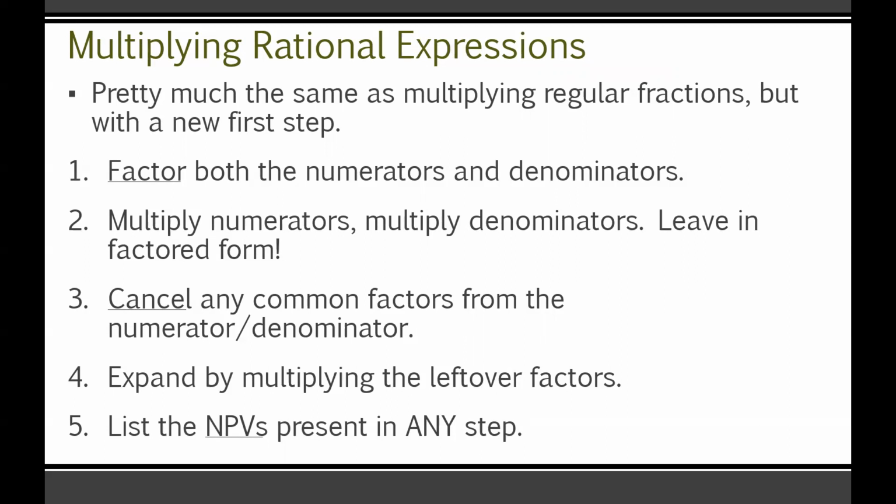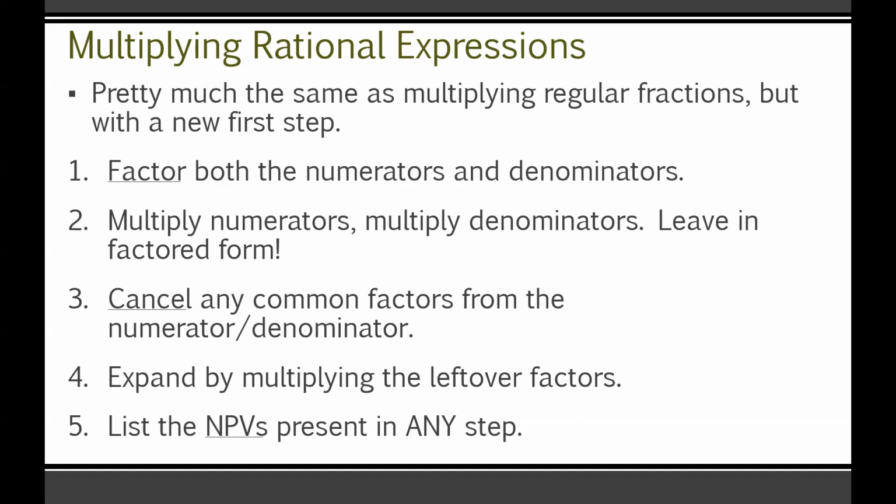Then step 2, multiply numerators, multiply denominators, leave it in factored form. You don't have to multiply back through. Like literally, you don't have to do that. It'd make your life much more difficult if you multiplied it through. Just leave it in factored form. And here's why. Step 3, cancel any common factors from the numerator and denominator. So just like we did with simplifying, just cancel out any things that are the same on the top and the bottom.